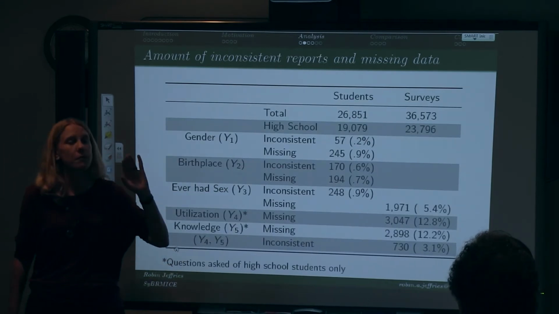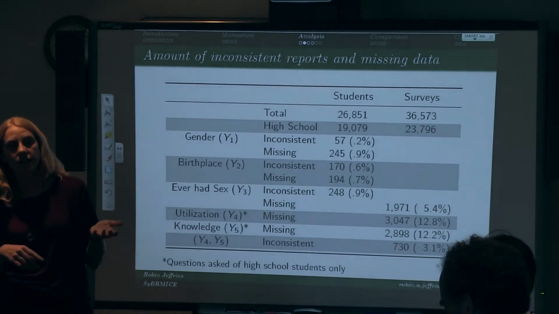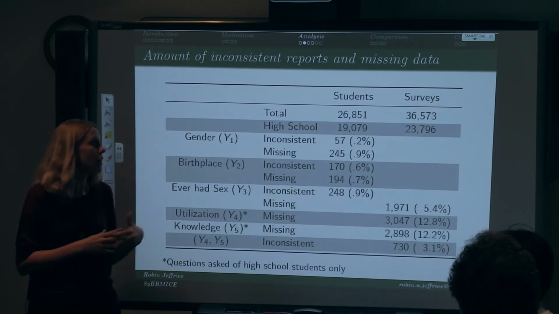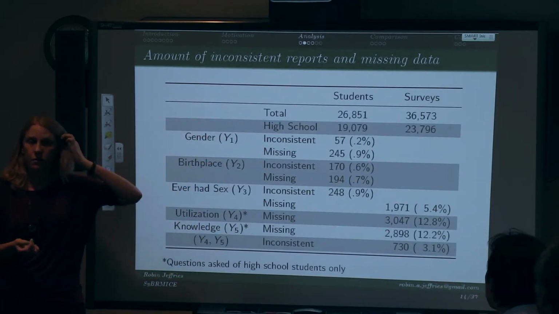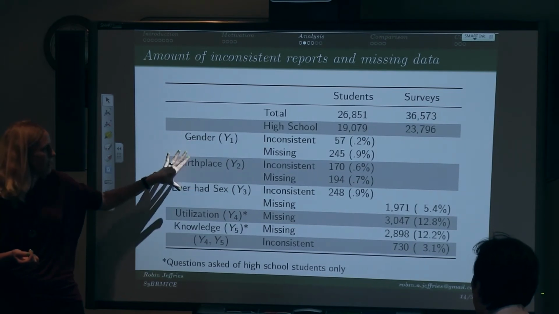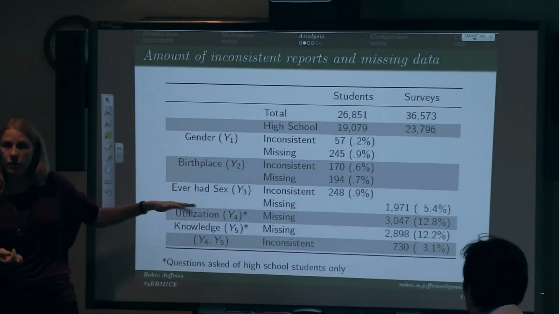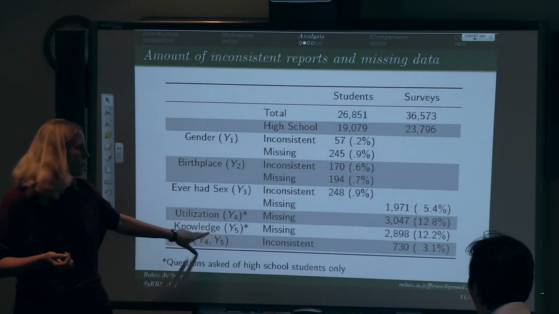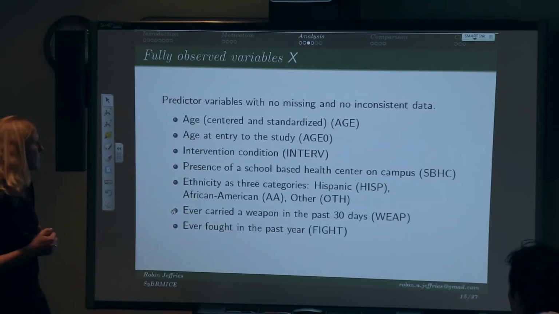So across the first 4 years of the survey, project staff collected about 36,000 surveys on about 25,000 students, most of which were from high school. There's a relatively low missing rate and inconsistent rate among the individual student level variables, higher on the survey level CAP utilization and knowledge variables.